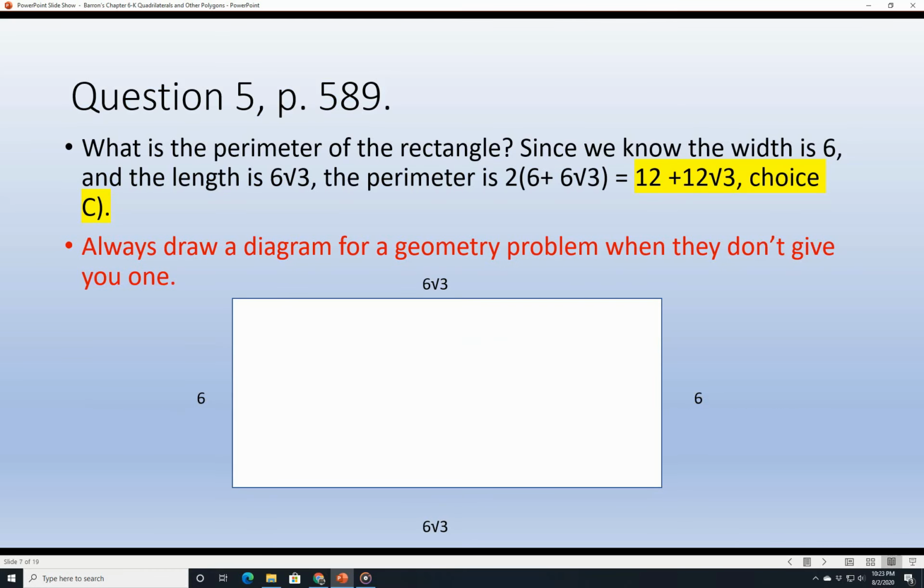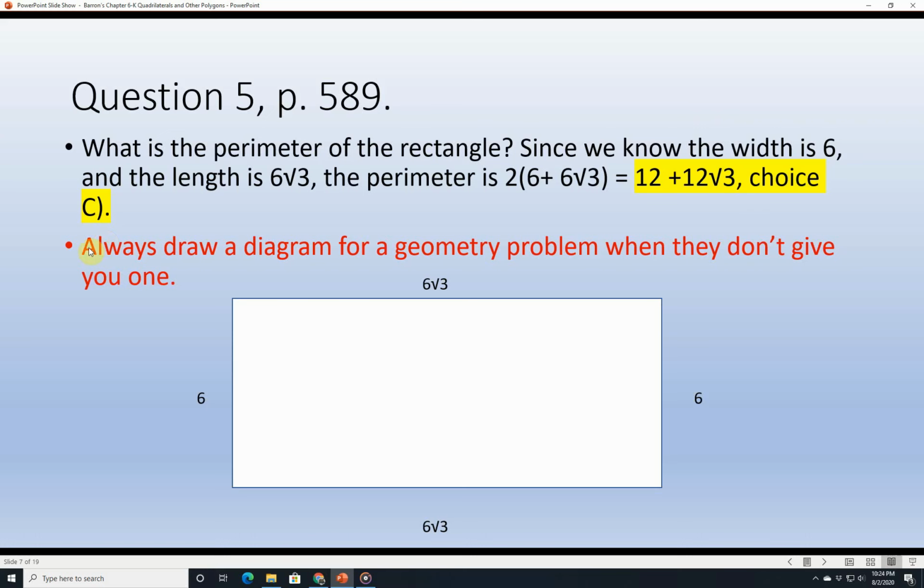Question 5, page 589. What is the perimeter of the rectangle? Since we know the width is 6 and the length is 6 root 3, the perimeter is 2 times 6 plus 6 root 3. So we're going to add this to this, and then we know there are 2 6's, 2 6 root 3, so it's just 2 times the sum of 6 and 6 root 3, which is going to be equal to 12 plus 12 root 3, which is choice 6.